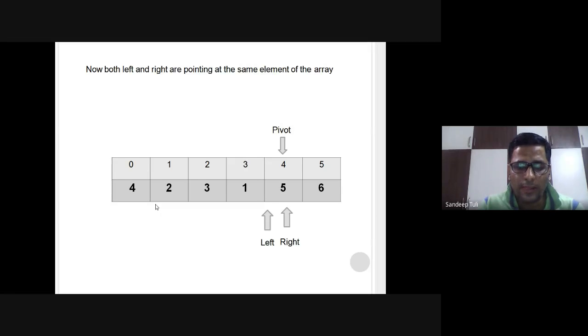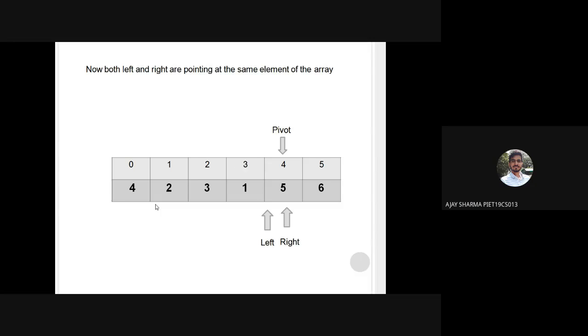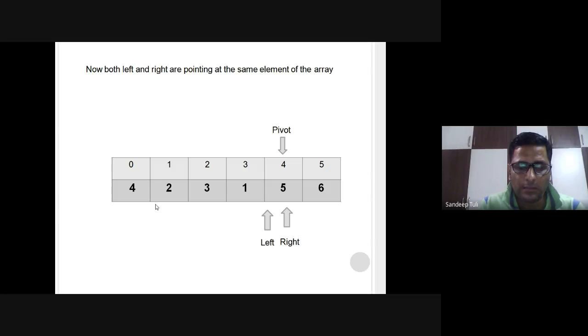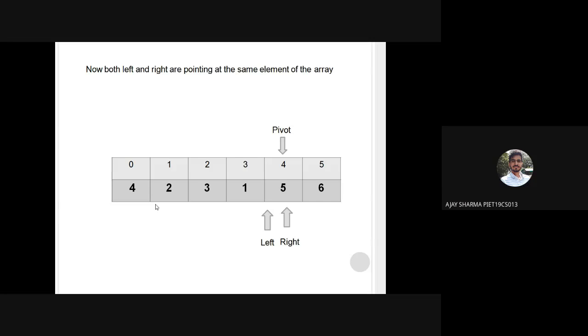Sir, the condition which we are checking when moving from left to right is 5 greater than the next element, like 5 greater than 3 or 5 greater than 2, and when we swap them and then move from right to left, we check 5 is less than another value. Sir, can we reverse these conditions of checking?